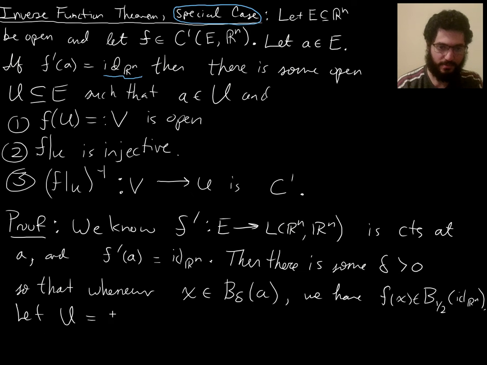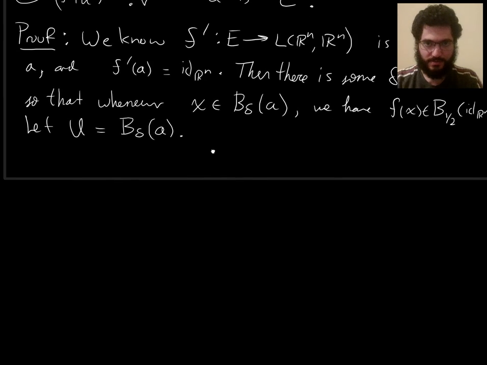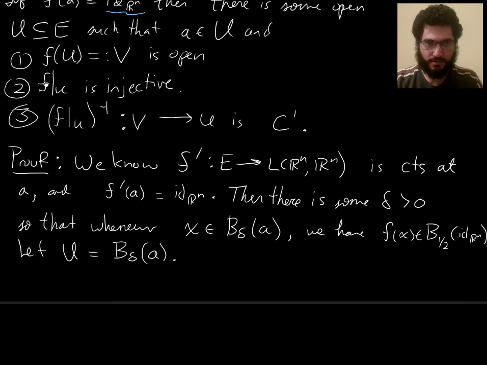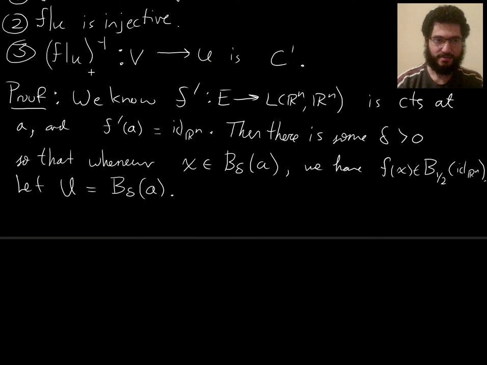Then we're going to let U be this delta ball centered at A. So that will be our U to prove that there is some open U such that blah, blah, blah, blah. This is our U. And we're going to prove 1, 2, and 3 for this U. Okay, so my first goal is going to be to prove number 2 here, which is that when you restrict f to U, that's actually injective. So proving 2 now.